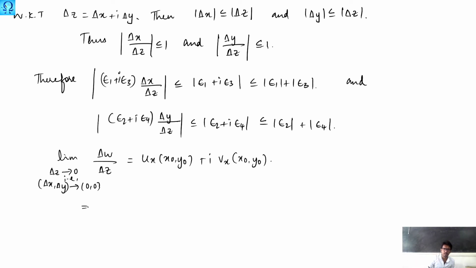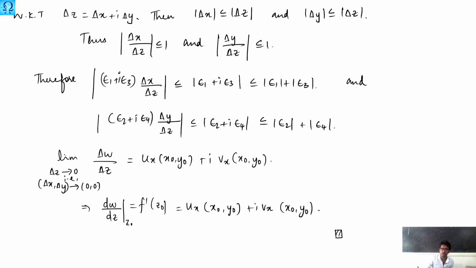Okay, this is nothing but dw upon dz, or your f, evaluated at the point z naught, or simply f prime evaluated at z naught, as ux evaluated at the point x naught, y naught plus iota times vx evaluated at the point x naught, y naught. And actually this completes the proof of the sufficient condition, right? So now we are about to see a problem.